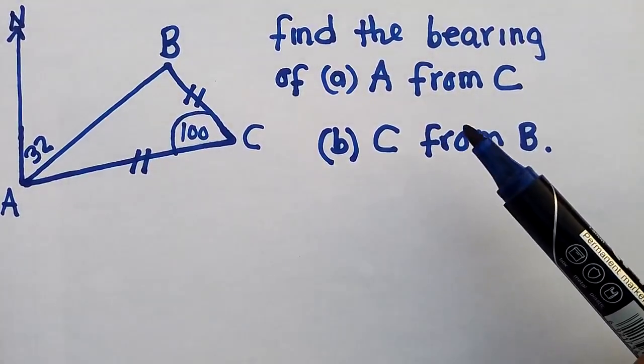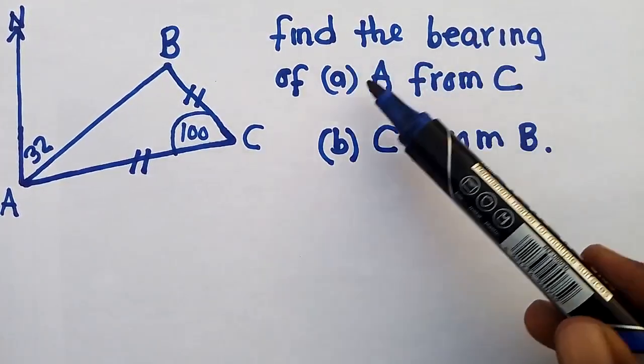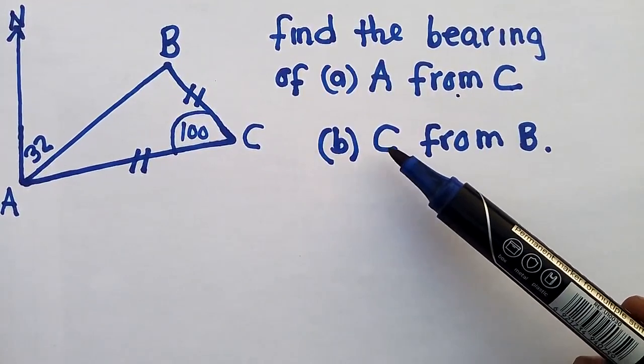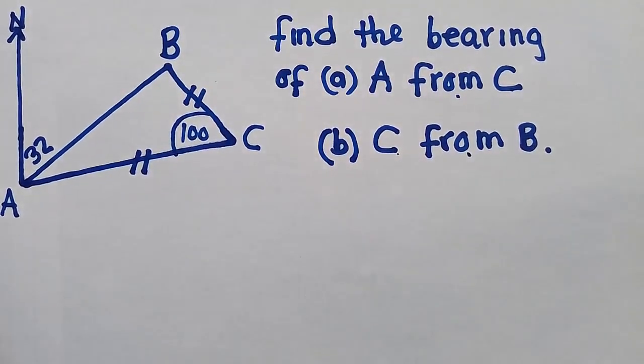So this is the way the question is. The question is saying find the bearing of A from C. B, it is saying we find the bearing of C from B. So these are the two questions which we are given. How can we go about these questions? How can we answer them? These are very simple questions. This is how we are going to answer them.